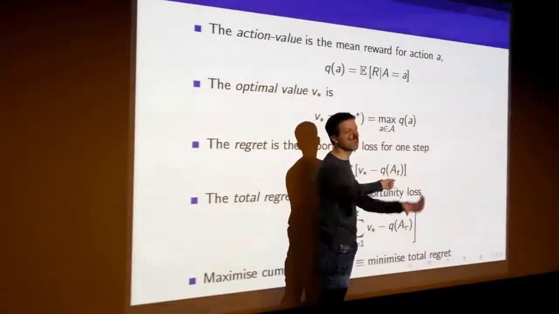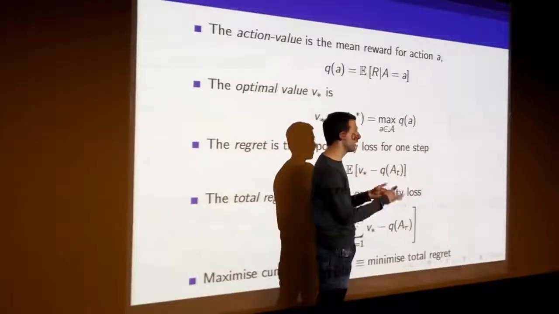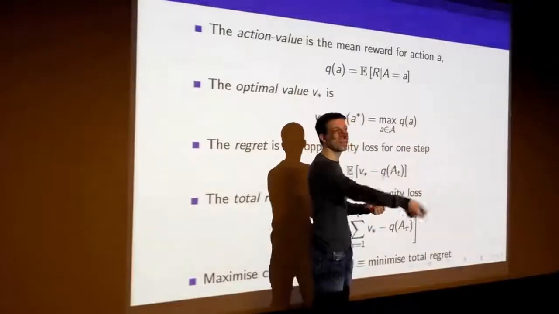So we picked something which pays out maybe 75%. We could have got 80%, so we incurred like a 5% regret for that step. We didn't pick the best machine. We picked something that was slightly suboptimal.